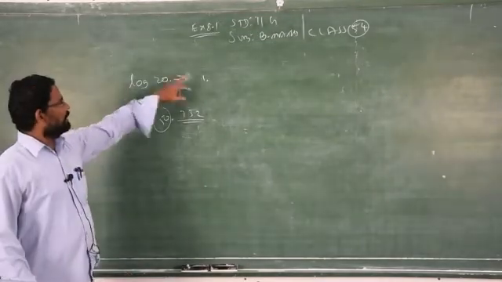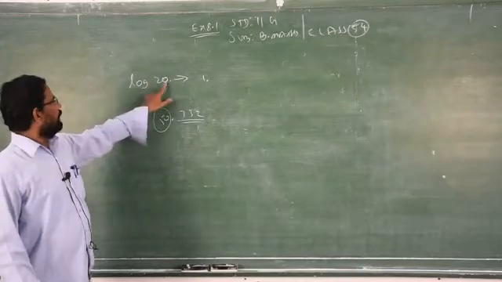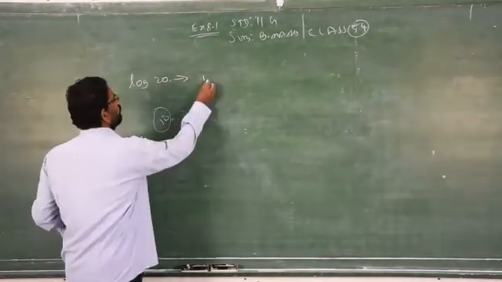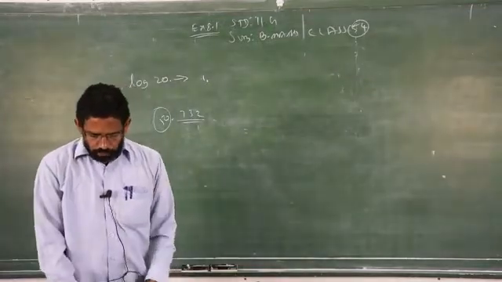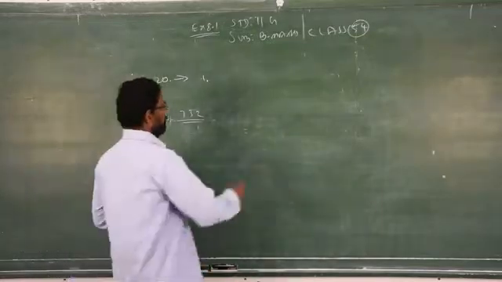First you have to find the characteristic, that is, the number of digits minus 1. Here the number of digits is 2. 2 minus 1 is 1. So 1 point. Then how do you find the logarithm? To find the logarithm, you must have a maximum of how many digits? 4 digits.